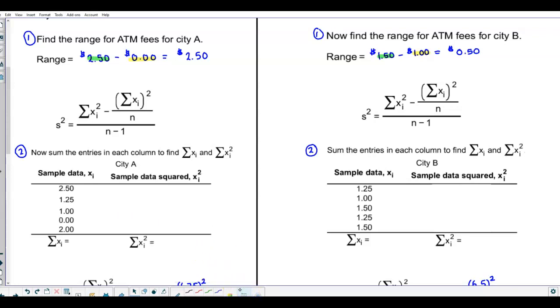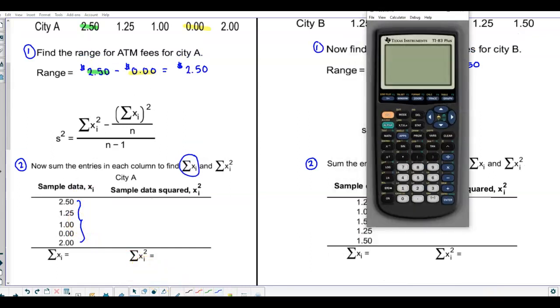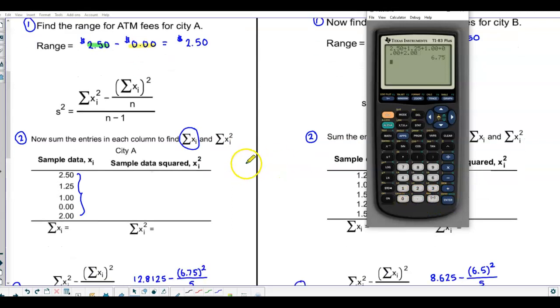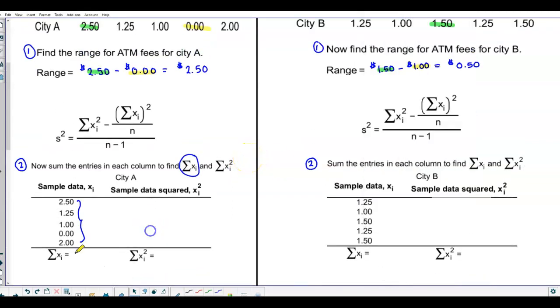So the first thing we need to do is figure out what the sum is here, meaning we need to add up all of these numbers. So if we want to add those up, we can take 2.50 plus 1.25 plus $1 plus 0 plus 2. So we get 6.75.